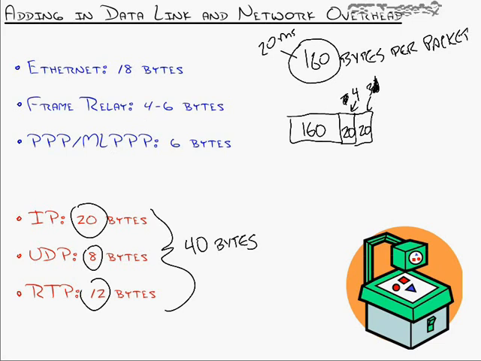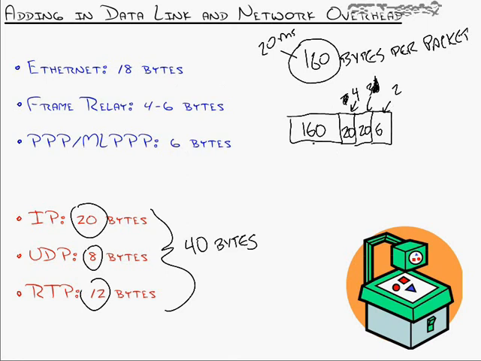So, layer 2 header. Layer 2 depends on what kind of network you're going across. I gave some examples right here: Ethernet, Frame Relay, PPP or multi-link PPP, 6 bytes of header. So we'll say we're sending this across a WAN link. With Ethernet we're not usually as concerned about the bandwidth, but with WAN links we are. So that's another 6 bytes of header information, and that's our layer 2.